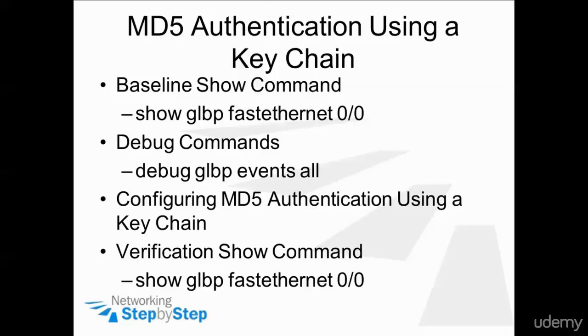I will start off with the baseline show command, show glbp FastEthernet, to display the GLBP status of the interface. Then I'm going to enable a debug command of debug glbp events all to see how things unfold as I enable authentication. Then I finish with the baseline command show glbp FastEthernet to see what changed. Let's look at the network topology.